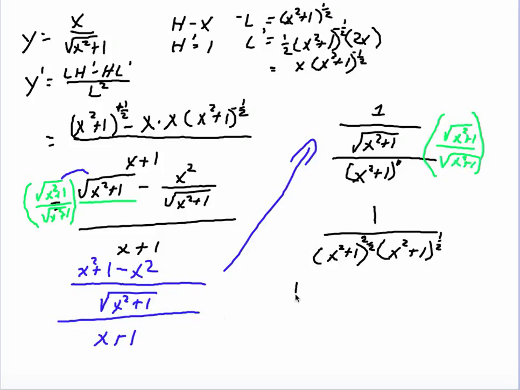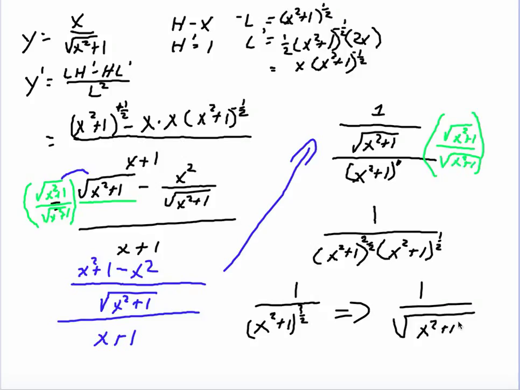You add those together, you get 1 over x squared plus 1 to the 3/2 power, and the way I'd like to write that, 1 over the square root of x squared plus 1 to the 3rd. And that would be the final answer. y prime is equal to that.